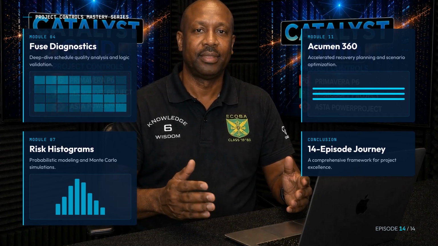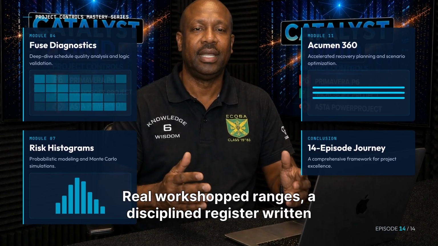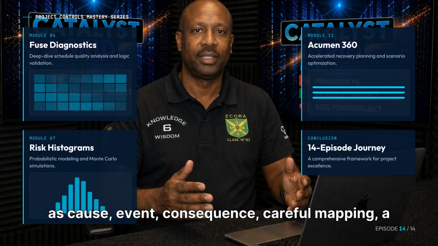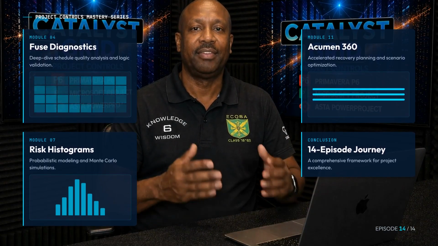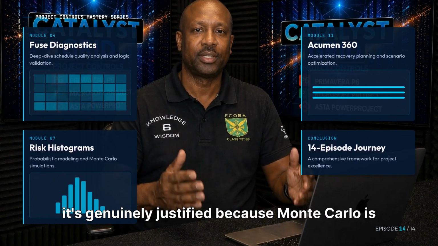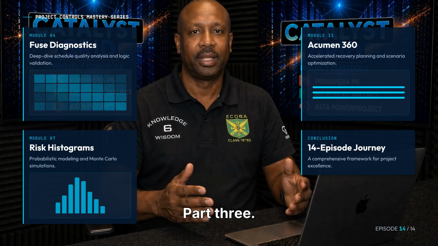Part 2. Build the model on honest inputs, real workshopped ranges, a disciplined register written as cause, event, consequence, careful mapping, a defensible distribution choice, and correlation only where it's genuinely justified, because Monte Carlo is only as trustworthy as what you feed it. Part 3.